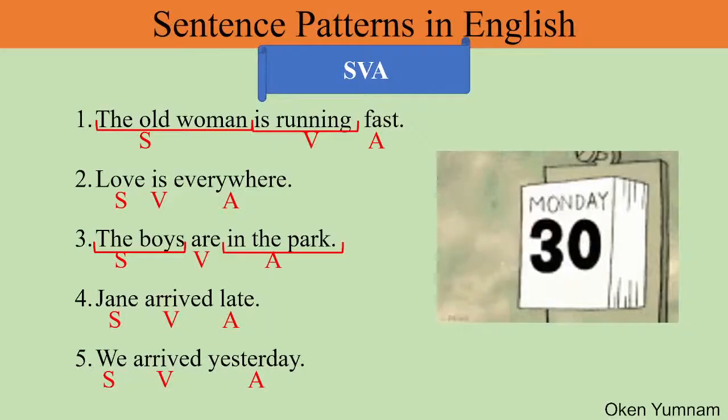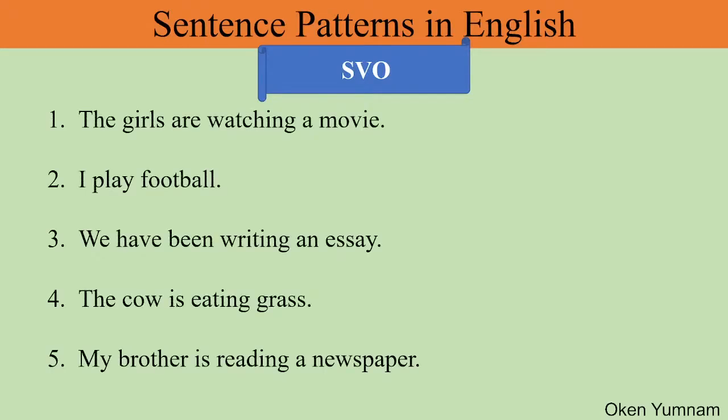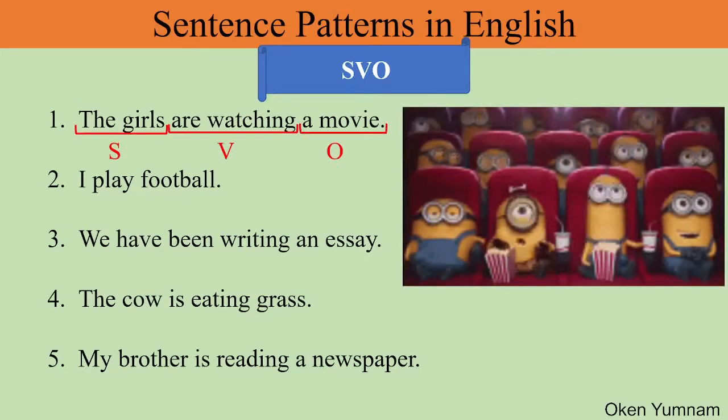Now let's look at the next pattern. SVO: subject, verb, object. This is one of the most common patterns. Look at these sentences. First, let's see number 1. The girls are watching a movie. The girls is the subject, are watching, verb, a movie, object. So you ask the question, what are they watching? A movie. So the answer, the movie, is the object.